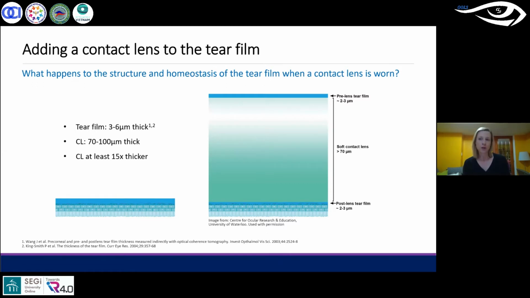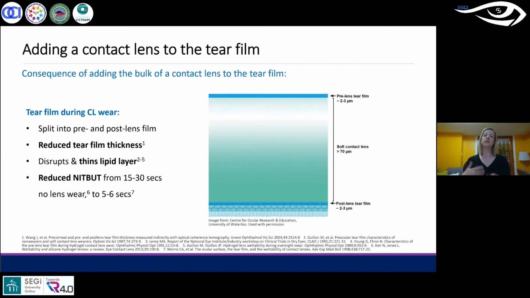Your average soft contact lens that you put in is about 70 to 100 microns thick. So you are at least 15 times thicker with the volume of that contact lens that's going into the tear film than the original tear film itself. So what on earth does that do to the structure and function of the tear film when you're wearing a contact lens? Well, we know it splits things apart. So you end up, of course, with a pre and a post tear film around that contact lens.